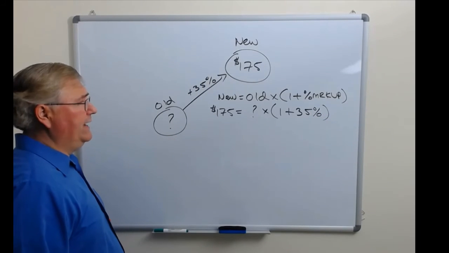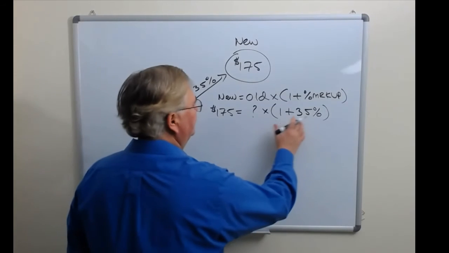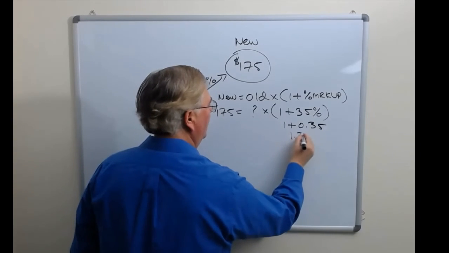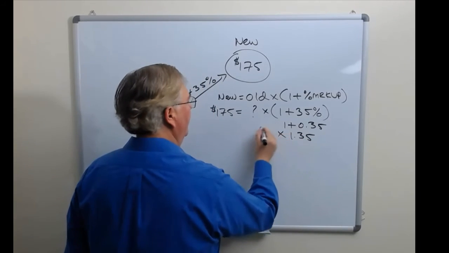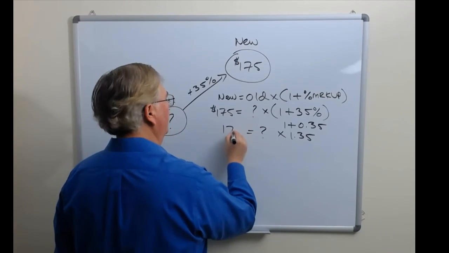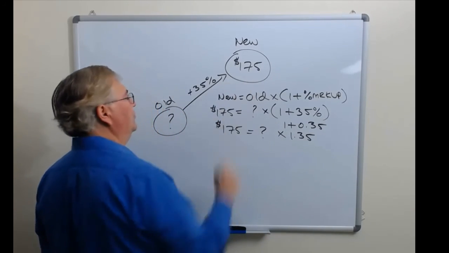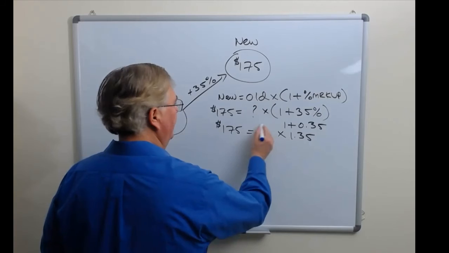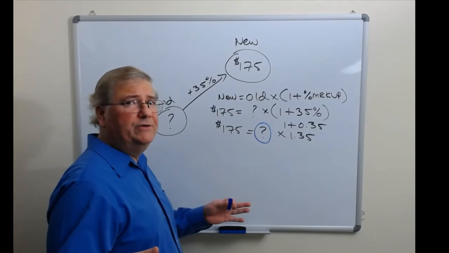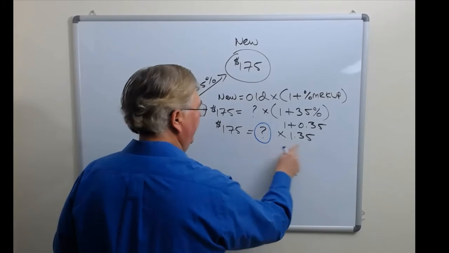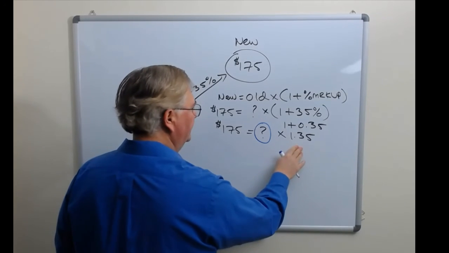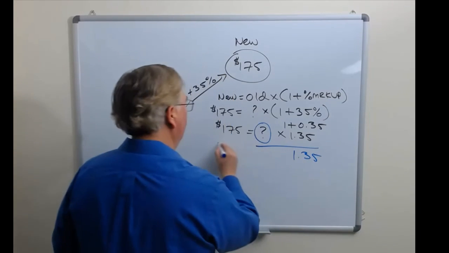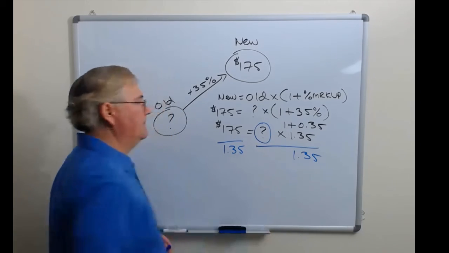Okay. Next, we have to work out what's in the parentheses. So 1 plus 35% is the same thing as 1 plus 0.35, which is 1.35. Multiply that by question mark, and that should equal $175, the new price of the Nike sneaker. Okay, so remember the next step we have to do is to isolate the question mark. And the way we do that, once again, is by dividing both sides, in this case by 1.35. What we do to one side of the equation, we have to do to the other. So divide this side by 1.35, divide this side by 1.35.